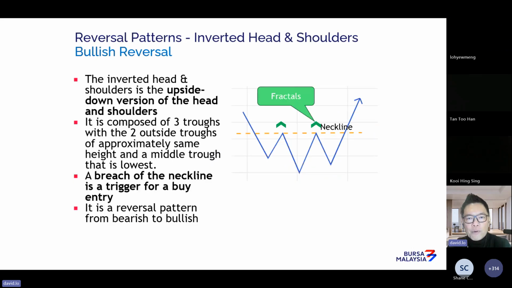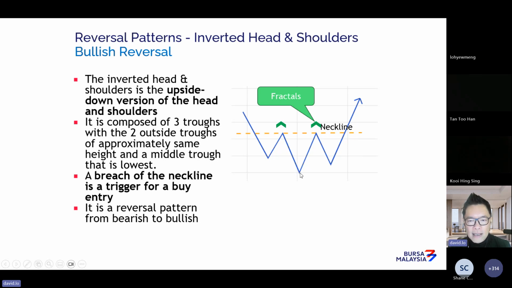Now, of course, you have what we call an inverted head and shoulders, which is basically a mirror image of the head and shoulders. Of course, this is a bullish reversal, where the markets make a lower. You see this over here, a lower low.